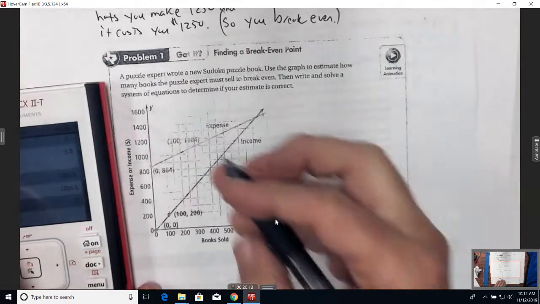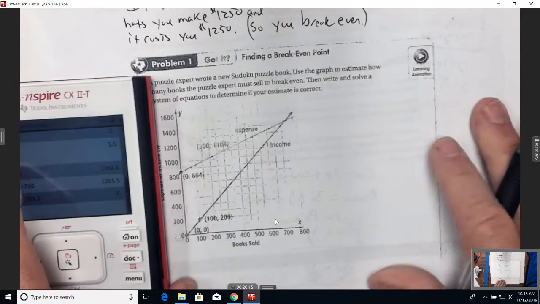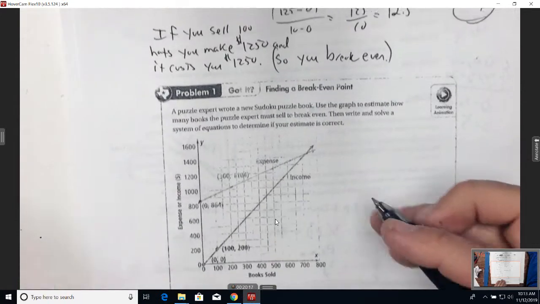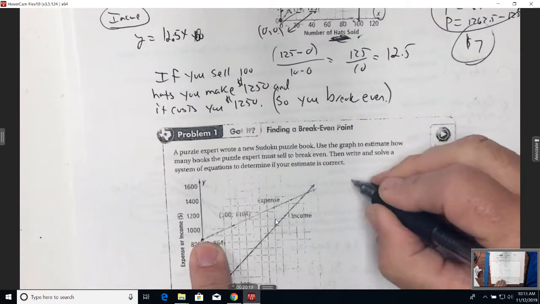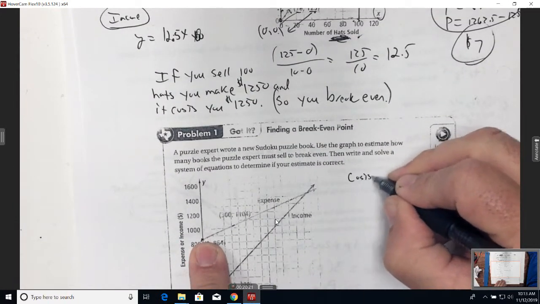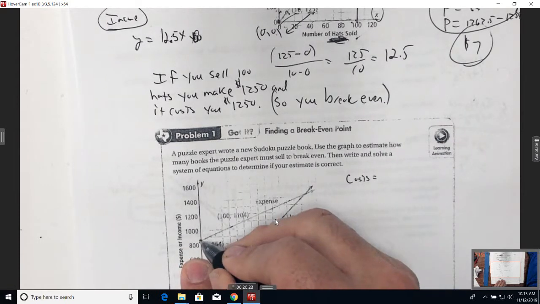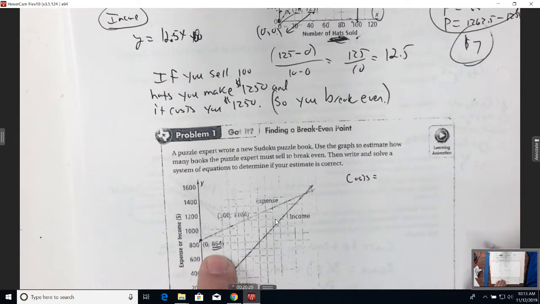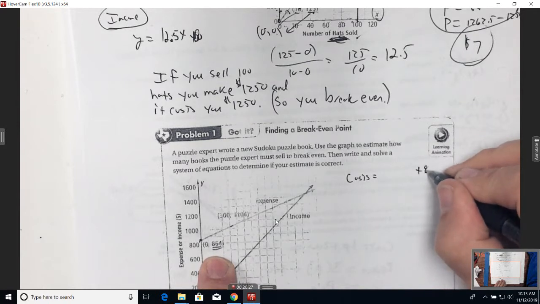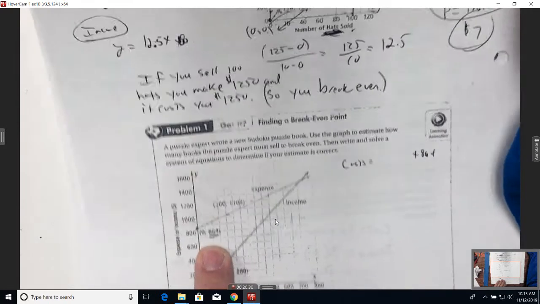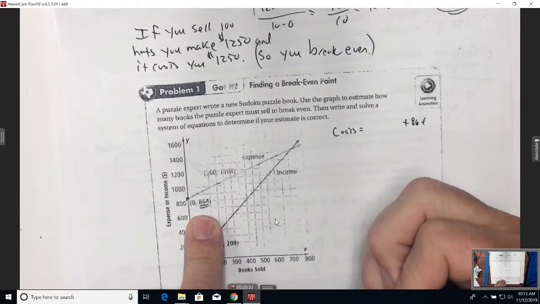And this is my expenses. This is what it cost me to produce the book. So what's the cost of producing the book? We'll just say that's my cost. What's my cost equal to? Well, it's going to be a setup fee of $864, so that's my y-intercept, right? So what's the slope? What is it costing me per book?